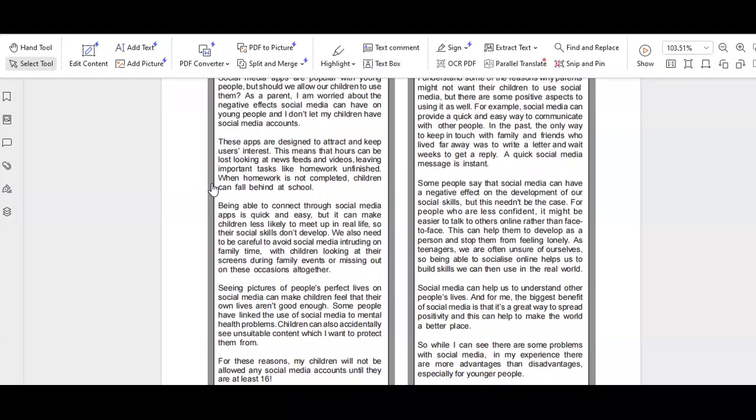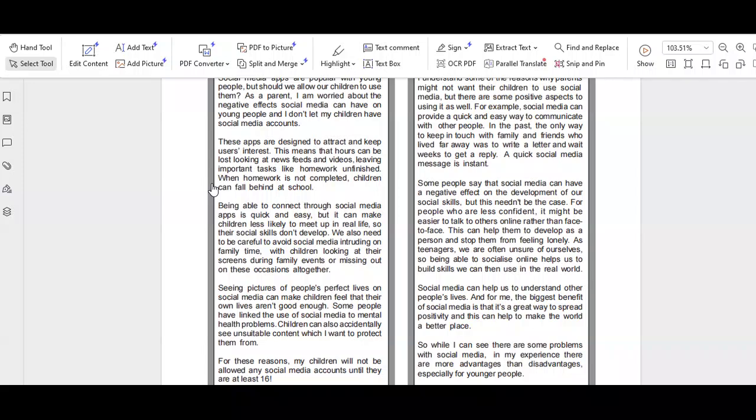These apps are designed to attract and keep users' interest. This means that hours can be lost looking at news feeds and videos, leaving important tasks like homework unfinished. When homework is not completed, children can fall behind at school. Being able to connect through social media apps is quick and easy, but it can make children less likely to meet up in real life. So, their social skills don't develop.